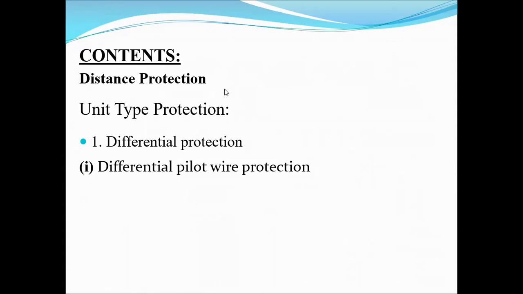The first one is the time gradient protection, the second one is the current gradient protection, the third one is the distance protection. The current gradient and time gradient protections were discussed in the previous classes. In the present class, I am discussing the distance protection and also the unit type of protection. In the unit type of protection, the first one is the differential protection.